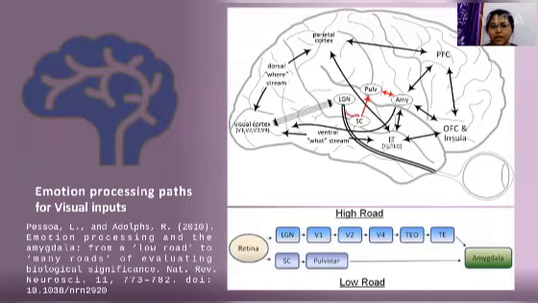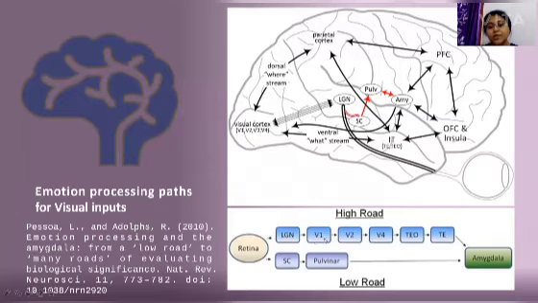So now I am talking about one special situation where a human being started running after seeing fearful things, that is, the tiger. I am talking about emotional processing paths for visual inputs. This picture I have taken from these papers, and in these papers they told about two roads, high road and low road.